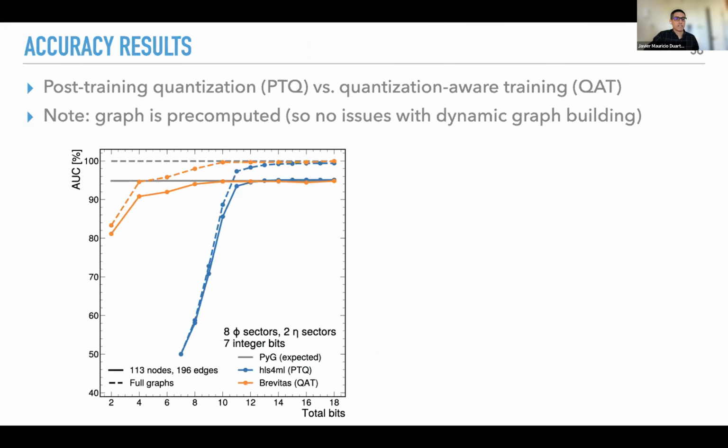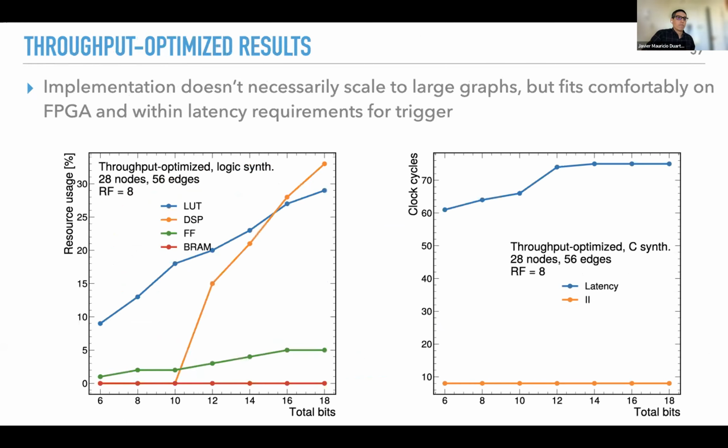We actually get decent results for this in terms of accuracy. Here I'm showing that we can also do quantization-aware training so that we can reduce the number of bits required for the inference and still retain good performance for the model. For our throughput-optimized design, which is the trigger-based model, we don't necessarily scale to very large graphs with our implementation, but it does fit on an FPGA for a small number of nodes and edges, in this case on the order of 30 nodes and 60 edges. And it does fit in the latency requirements for the trigger.